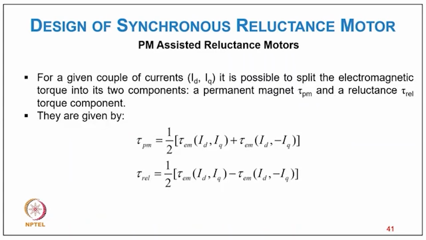So for a given couple of currents, id iq, it is possible to split the electromagnetic torque into two components, a permanent magnet torque Tpm and a reluctance torque component, and they are given by Tpm equal to half in bracket Tem as a function of id iq plus Tem as a function of id minus iq, and Treluctance as a function of half Tem as a function of id iq minus Tem as a function of id minus iq.